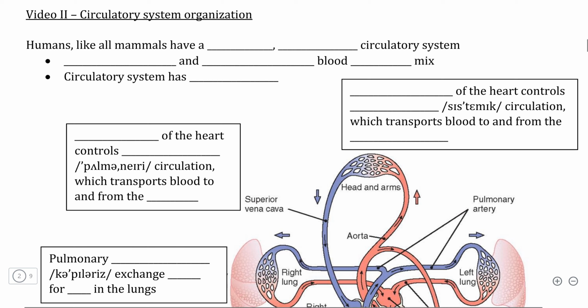Now that we've learned about the functional and structural distinctions between arteries and veins, it's time to take a holistic look at the role of each of the three different types of blood vessels and how they work within the circulatory system as a whole.